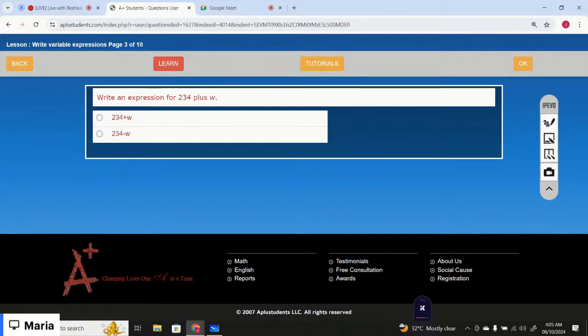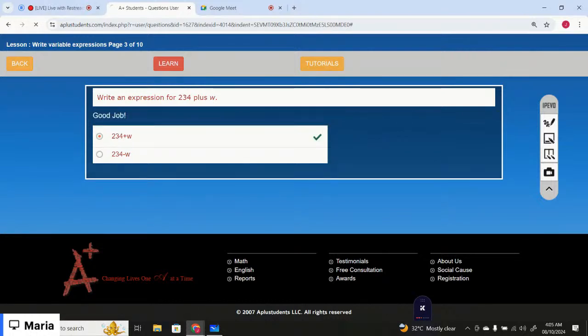Write an expression for 234 plus w. So which is the correct option? That is option number 1, 234 plus w. Option number 1 is the correct option.